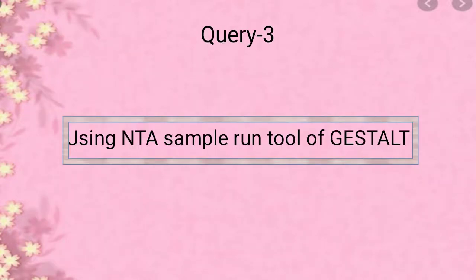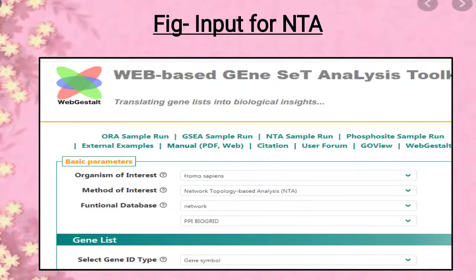This is the third query, using the NTA sample run tool of Gestalt. NTA was done for the set of differentially expressed genes characterizing stem cell differentiation. This is the input for NTA, that is network topology based analysis. Basic parameters are user defined, and here the organism of interest was Homo sapiens, the method of interest was NTA, and the functional database was PPI BioGRID, and the gene list for analysis was uploaded from the GEO database.